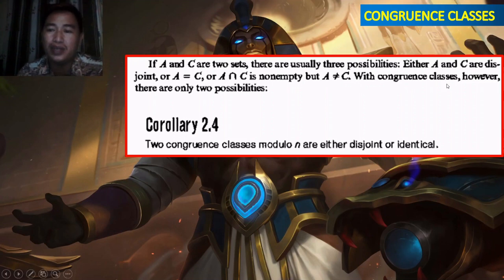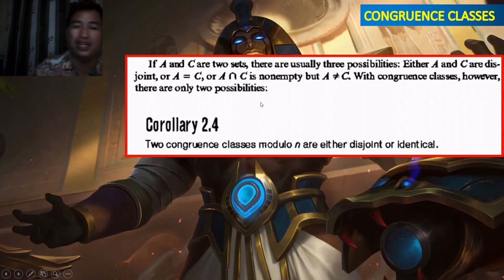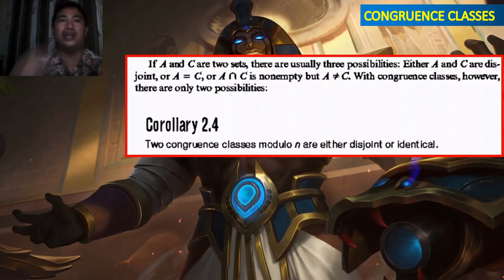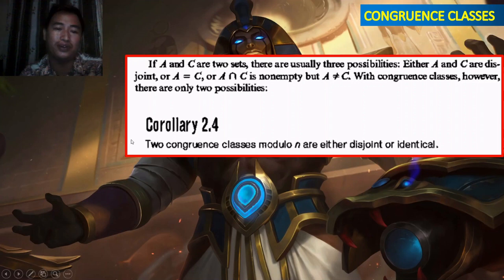But with congruence classes, however, there are only two possibilities. Their intersections are sets, considered inside the brackets, equivalence classes, because they are sets. So with two congruence classes, they are either disjoint or equal. So, Corollary 2.4: two congruence classes modulo n are either disjoint or identical.